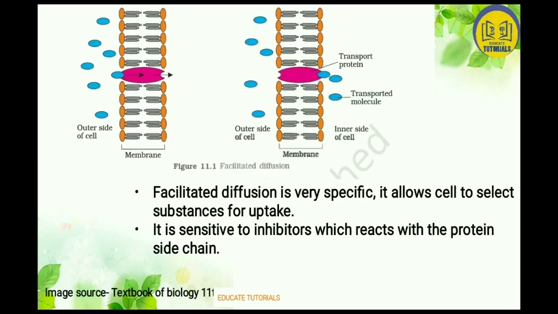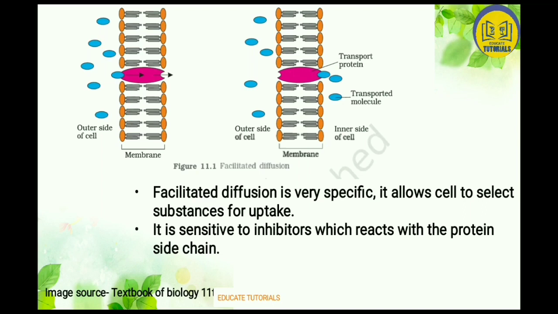In this image you can see that molecules are transported using certain water channels. The transport proteins are utilized and help in the transportation, so in this process of facilitated diffusion, the cell selects the substance for uptake, or you can say for diffusion. That's why facilitated diffusion is very specific, and it is also sensitive to inhibitors.